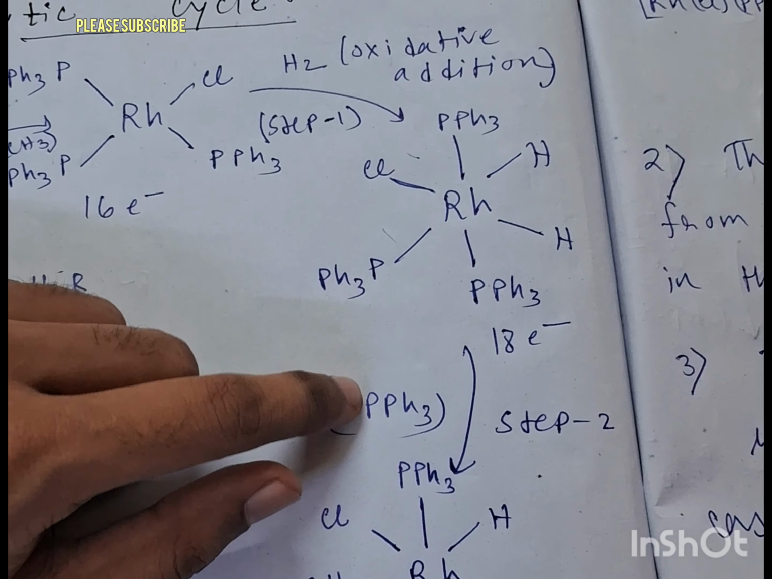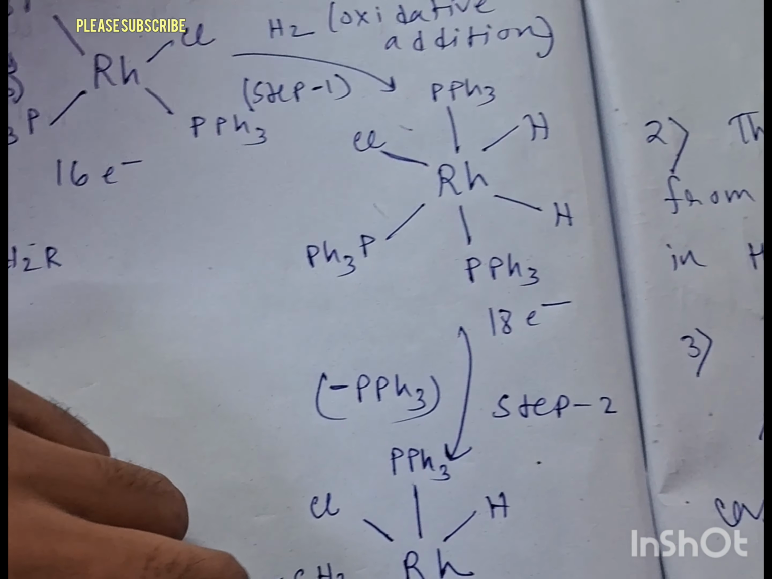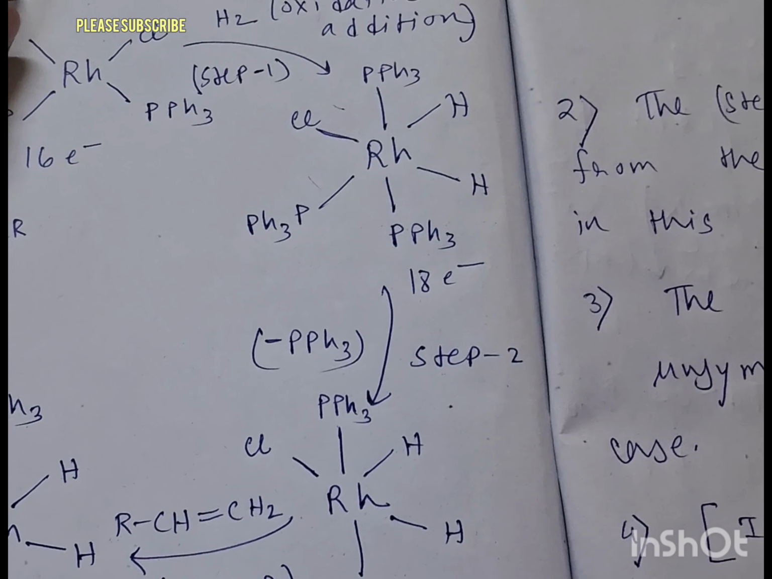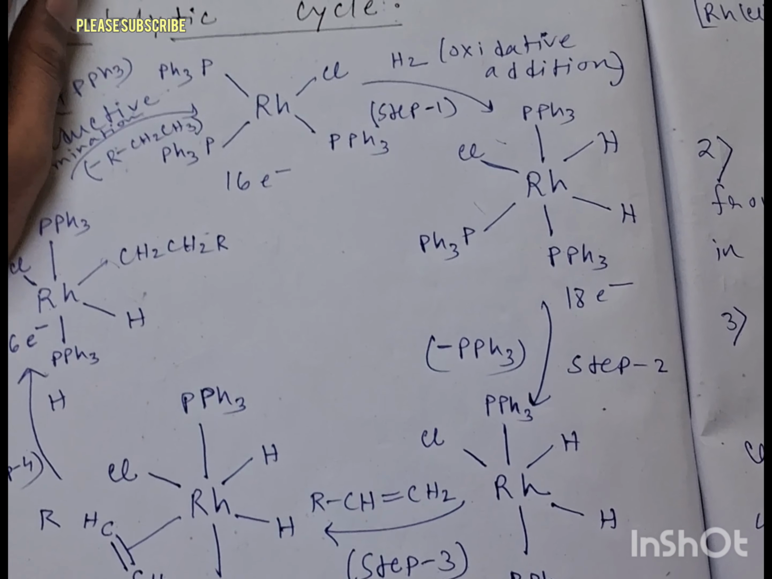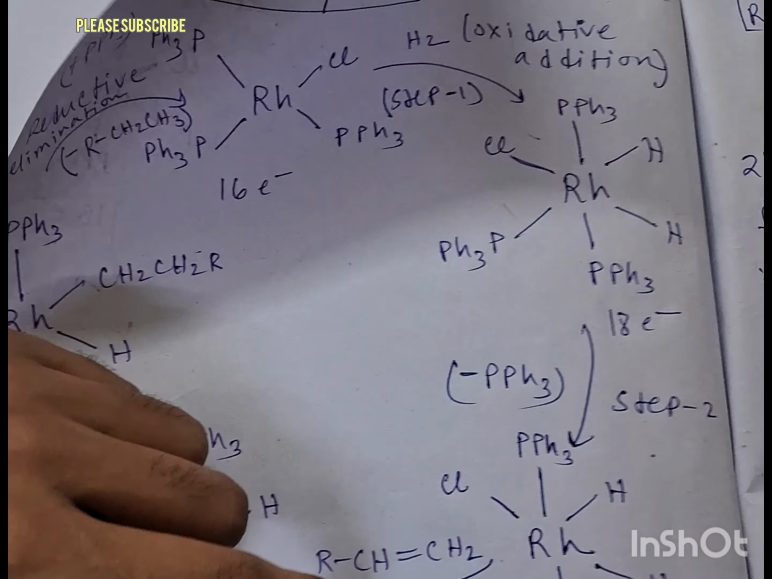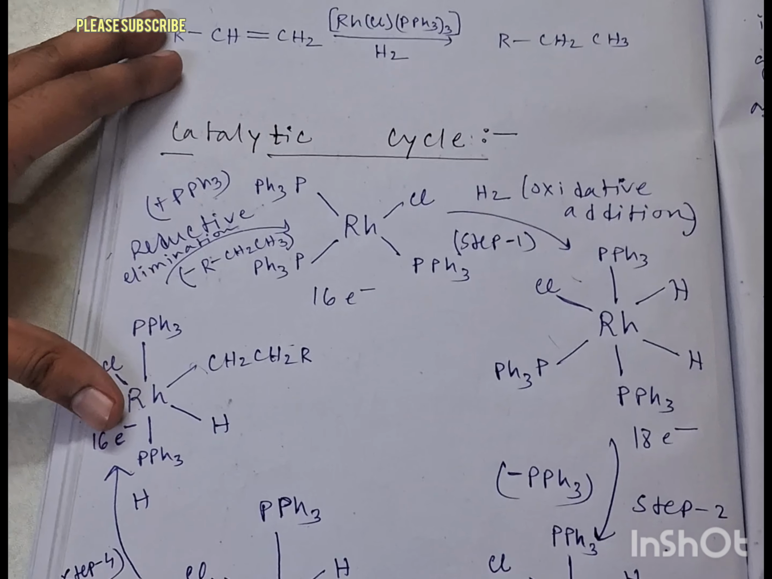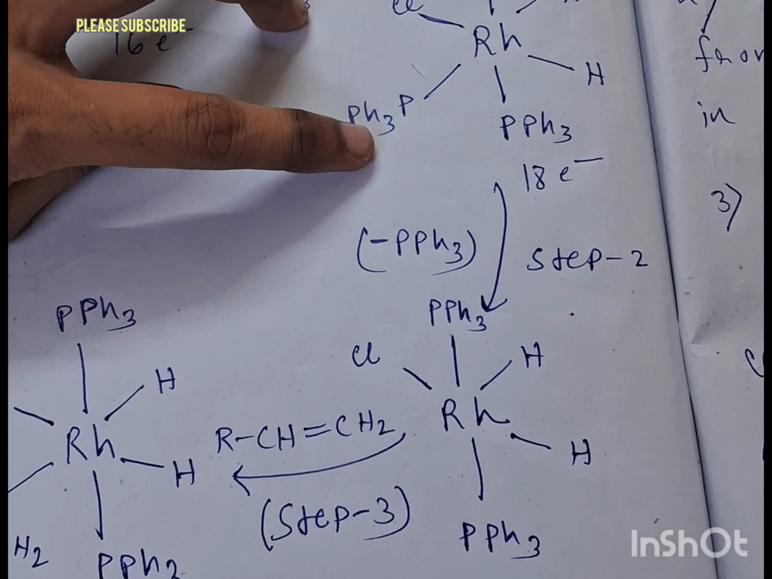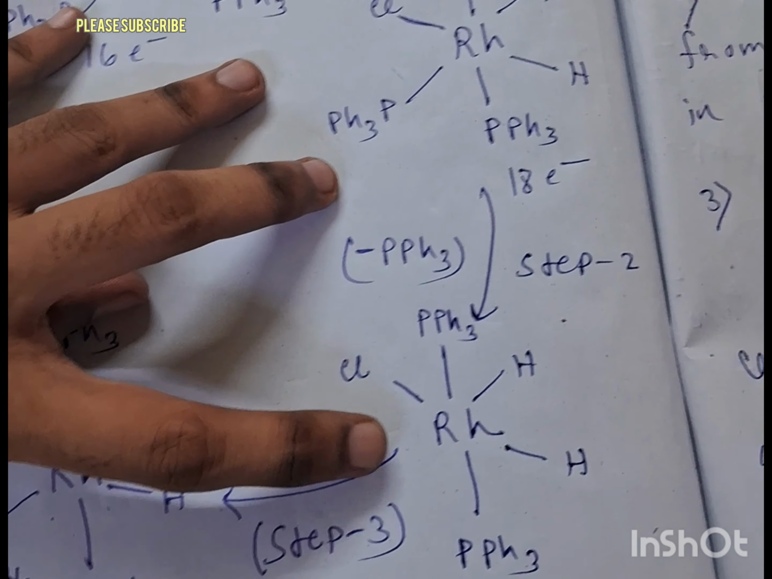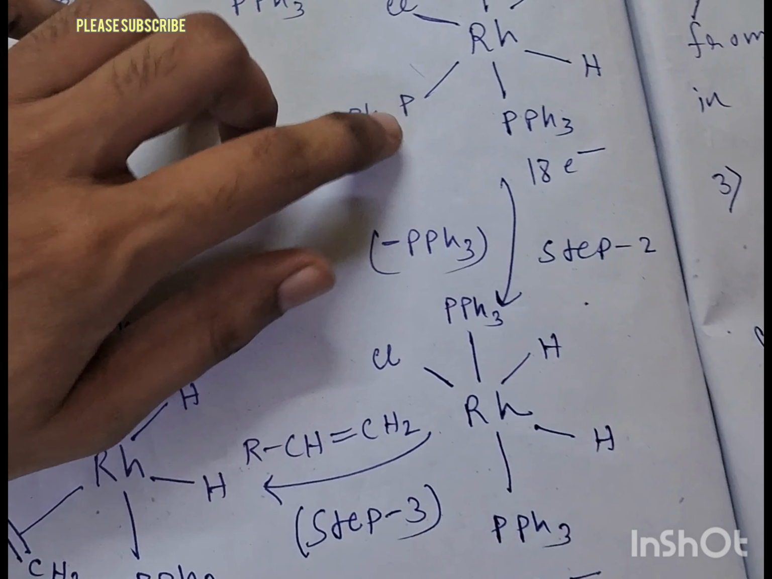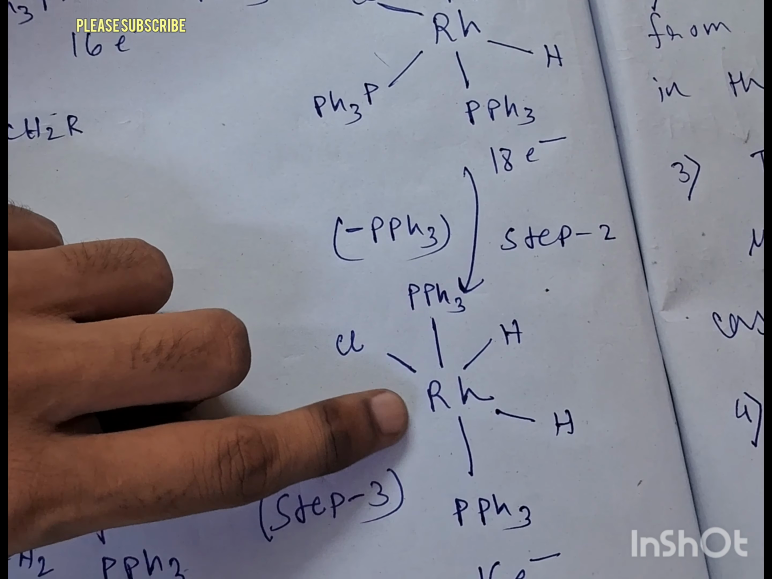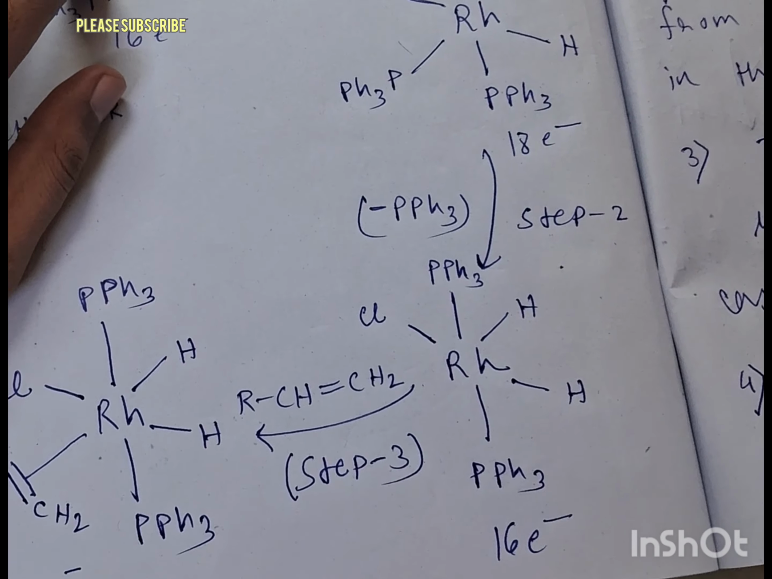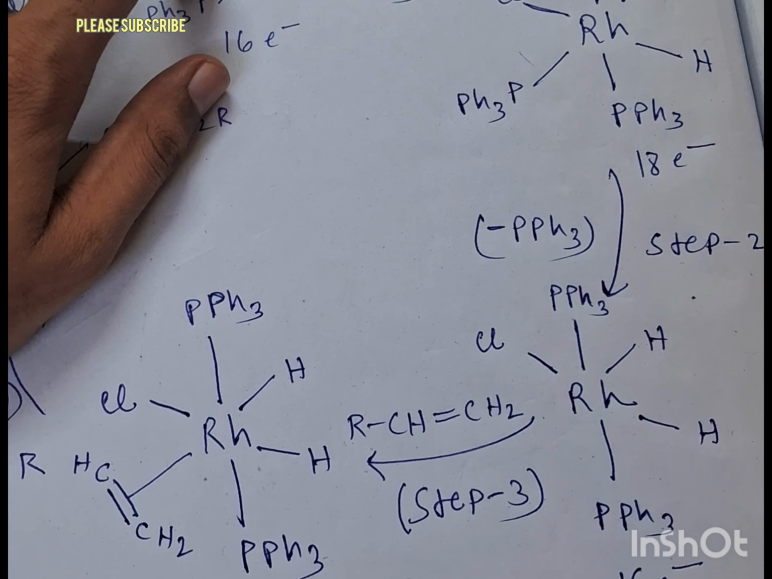And I have removed the triphenyl phosphine from this side here, and the number of electrons also decreases from 18 to again get back to 16. And at the next step, the alkene coordination takes place. The vacant site where the triphenyl phosphine was removed is created. This vacant site is again fulfilled by the alkene, which is coordinated to the metal center.